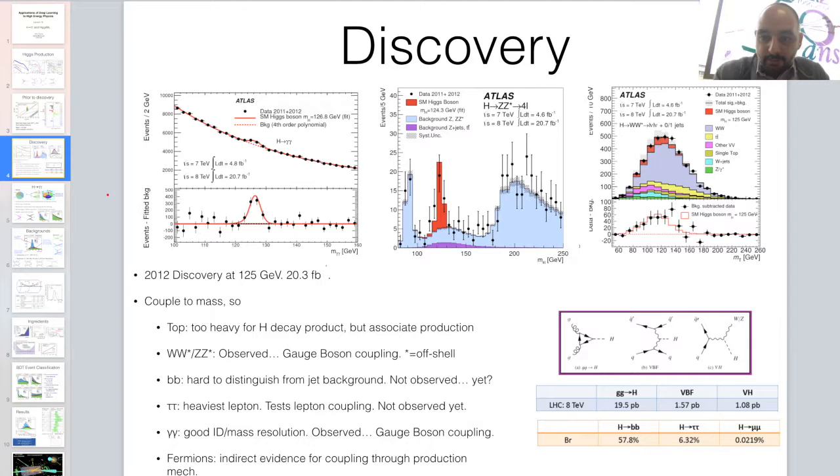All right. I just wanted to show over here the cross sections for different processes. So gluon to Higgs, for example, has a cross section of 20 picobarn.